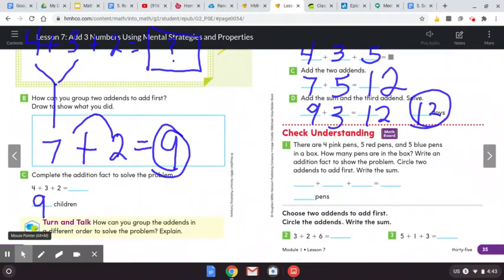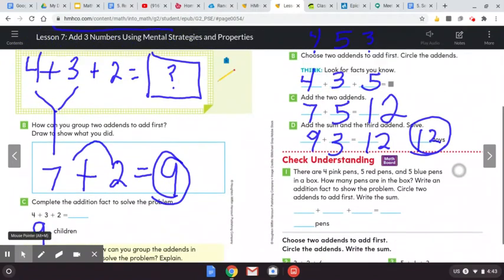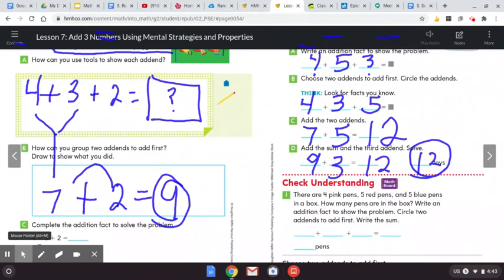All right, check and understanding. There are 4 pink pens, 5 red pens, and 5 blue pens in a box. How many pens are in the box? Write an addition fact to show the problem. Circle 2 addends to add first, then write your sum. The sum is the answer of an addition problem.